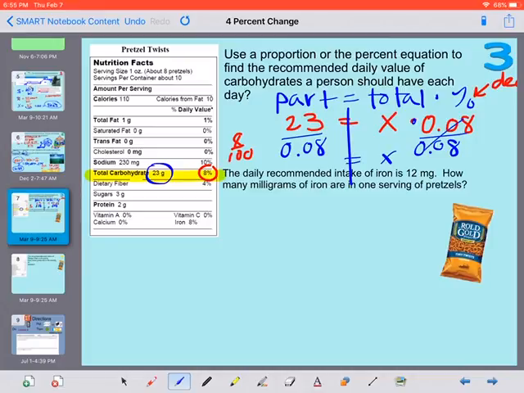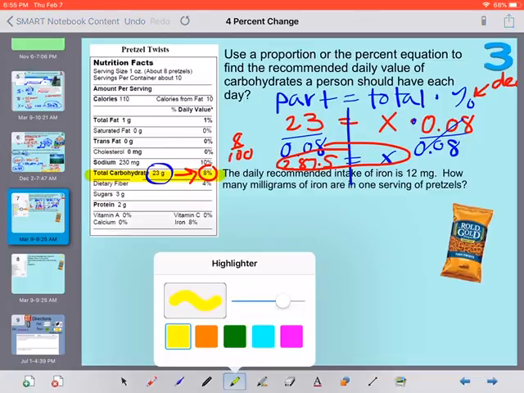So this is going to be a big number. 23 divided by 0.08 is 287.5. Which makes sense that it should be a lot bigger than 23 because 23 was only 8% of what we need. 287.5 grams of carbohydrates is all of what we need, the total of what we need.